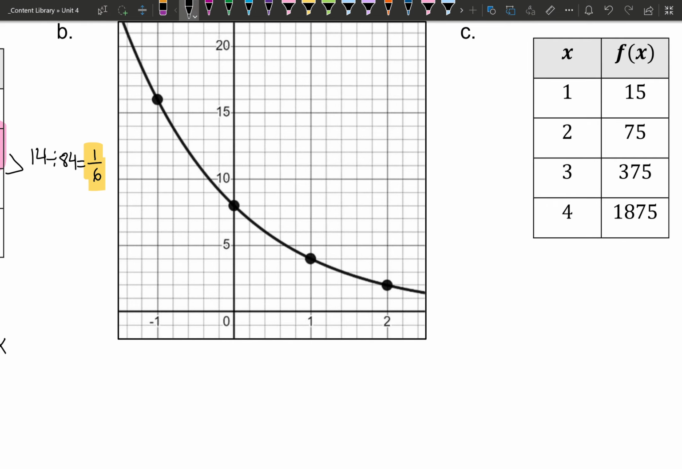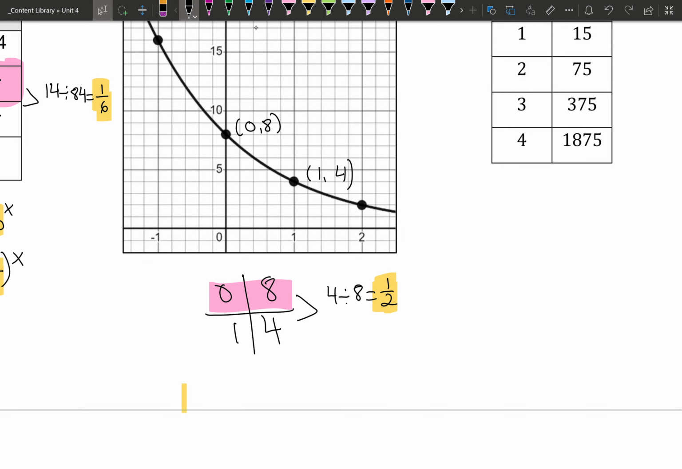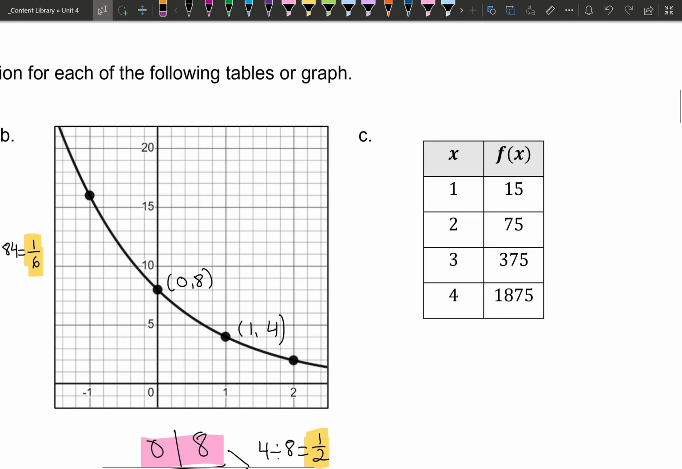Okay. Now, this is a graph. There's no table, but that's okay because we can create our own tiny table. We have this point right here, 0, 8, and I have this point right here, 1, 4. Got my y-intercept. Now all I need to do is find my pattern by doing 4 divided by 8, which is 1/2. So for letter b, my function is f of x equals 8 times 1/2 to the power of x.